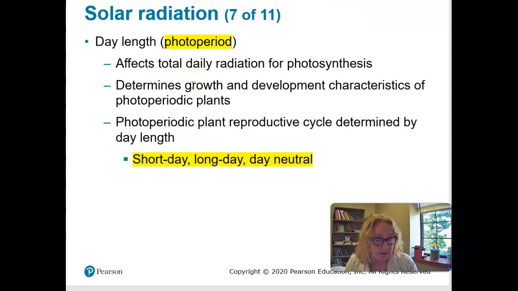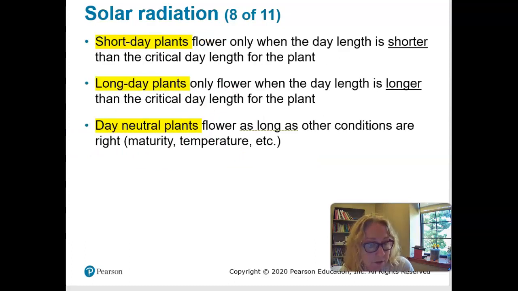What you have to think of, and we talked about this in class, is photoperiod. You have short day, long day, and day neutral plants. This is going to determine the growth and development of these plants, and it's going to tell them when to turn on their reproductive cycle. So short day plants flower only when the day length starts getting shorter. Long day plants flower when the day length is longer. So with long day plants, as the spring days get longer, that's when you're going to see a lot of flowering. A lot of your flowering plants in the spring are going to be long day plants. They're not actually flowering because of temperature, they're flowering because of sunlight.